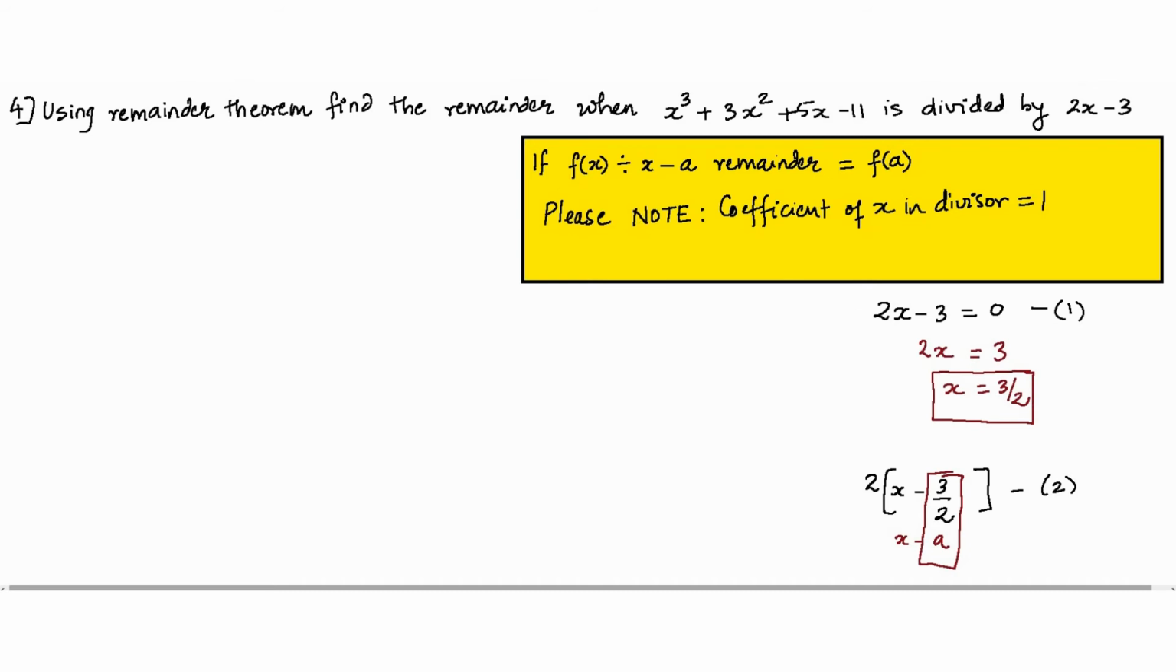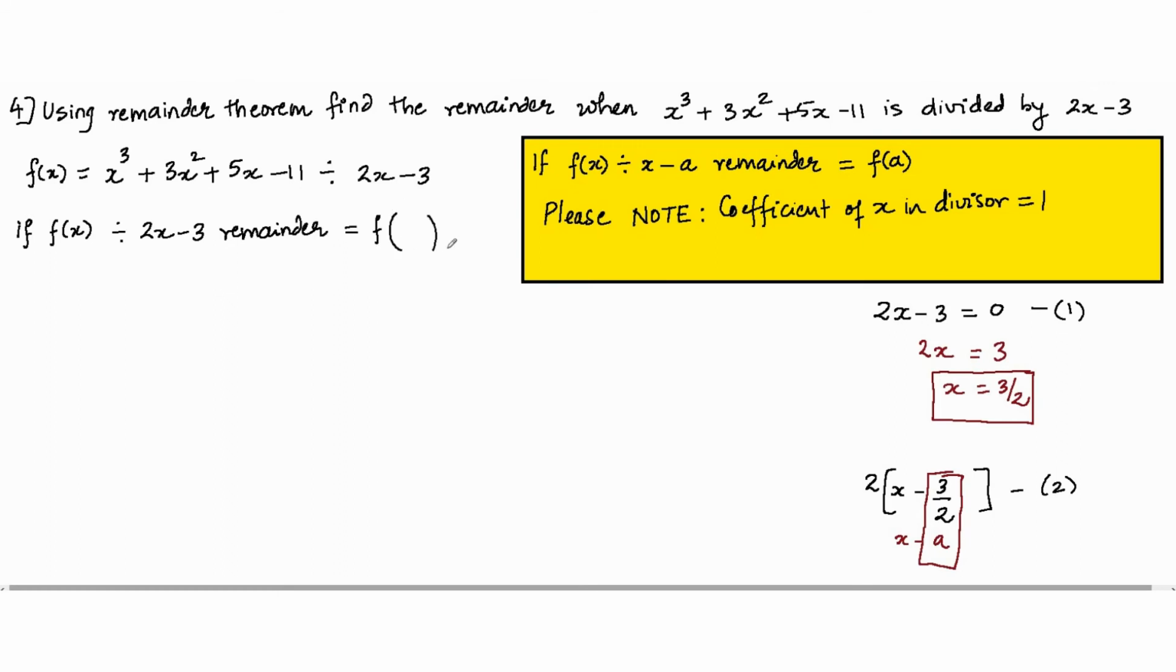And therefore, let us write our dividend as well as the value of a. So it's given that f of x is equal to x cube plus 3x square plus 5x minus 11, and this is being divided by 2x minus 3. So if f of x is divided by 2x minus 3, then we know that the remainder is going to be f of a. The value of a that I have got here is 3 by 2, right? So it is going to be f of 3 by 2.